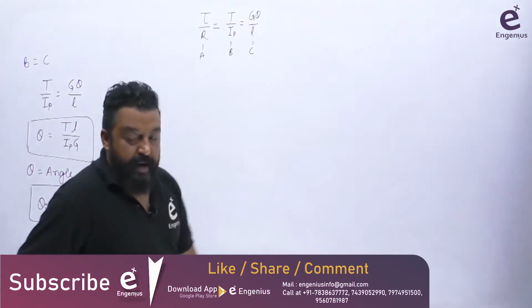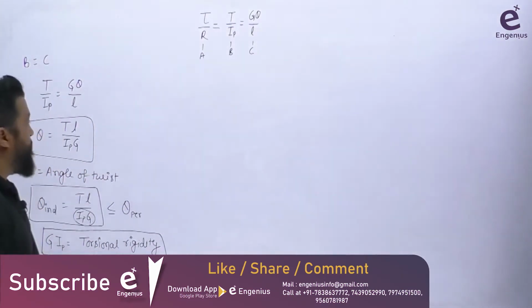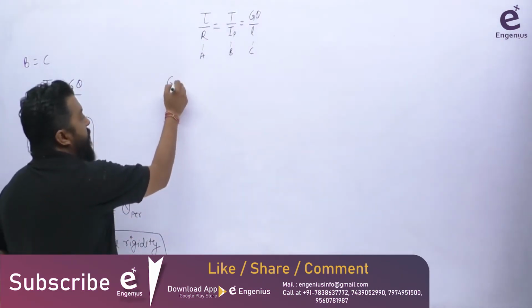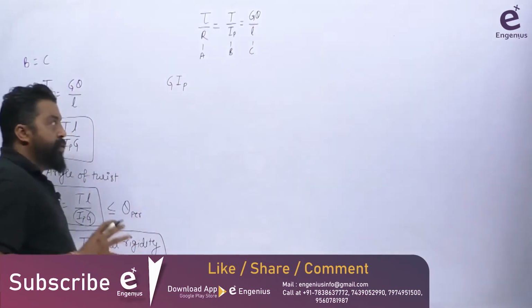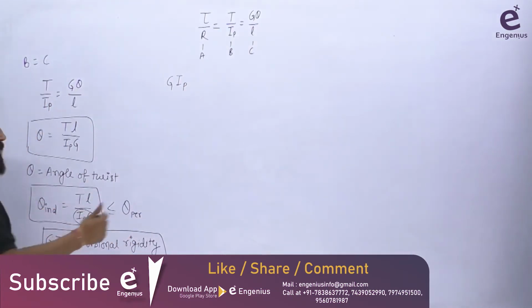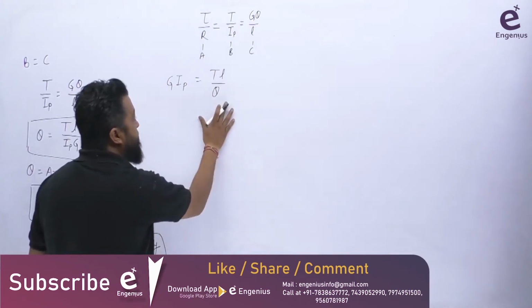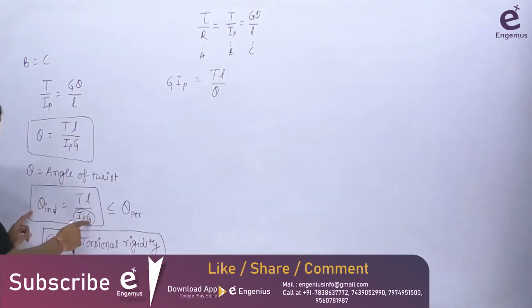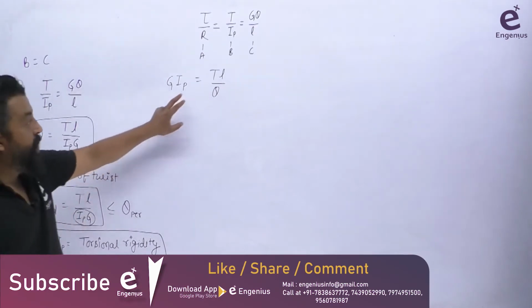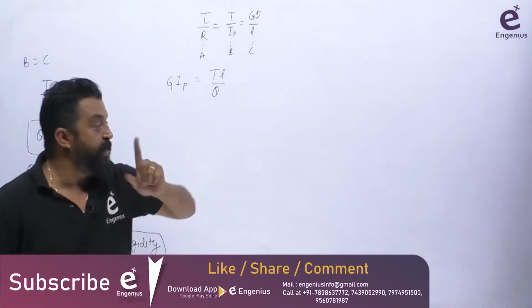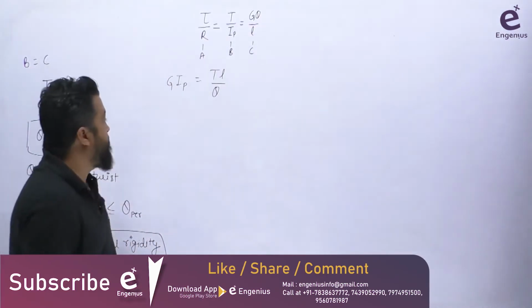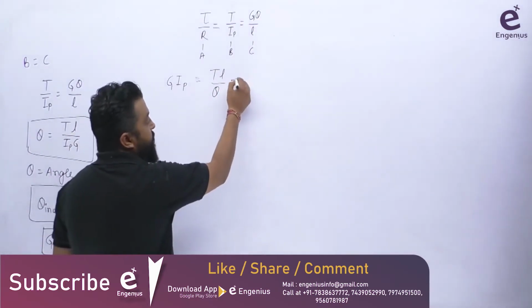Okay, so this is a very important criteria that we are defining here, that is GIP. So how can you define GIP? How can you say this one? So GIP, I'm saying this is TL by theta. Okay, you can say this is TL by theta here. So I'm taking this term here and this term here. So if you want to provide a definition for this one, what you can say? You can say torsional rigidity will be what?